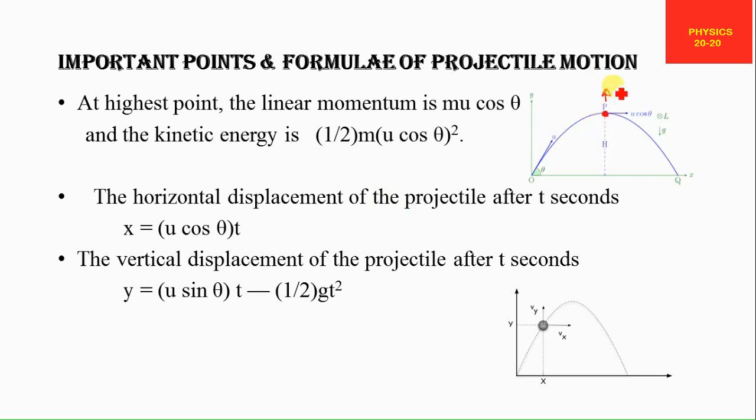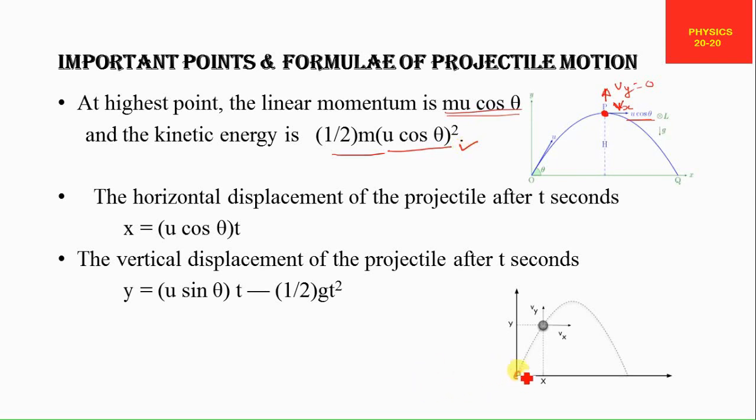Now, one important point that has to be remembered here is that at the highest point, the vertical velocity is 0, that is Vy is equal to 0. There is simply the horizontal component, ux, which is equal to vx, that is u cos theta. At this particular point, the linear momentum is equal to m u cos theta, and its kinetic energy is half m v square, where v is simply u cos theta.